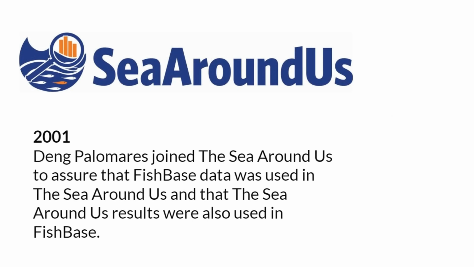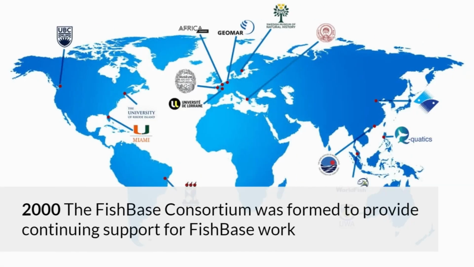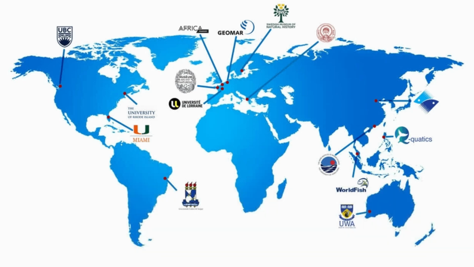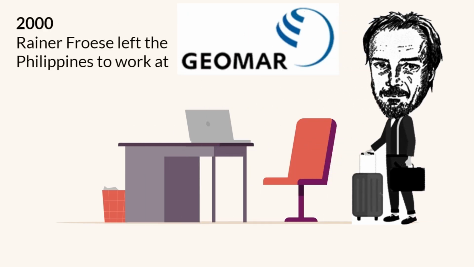In 2001, Deng Palomares joined The Sea Around Us to assure that fish-based data was used in The Sea Around Us and that The Sea Around Us results were also used in FishBase. In 2000, the FishBase Consortium was formed to provide continuing support for FishBase work. Now with 15 members, the FishBase Consortium acts as the scientific advisory committee of FishBase and SeaLifeBase. In the same year, Rainer Froese left the Philippines to work at the Helmholtz Center for Ocean Research in Germany.